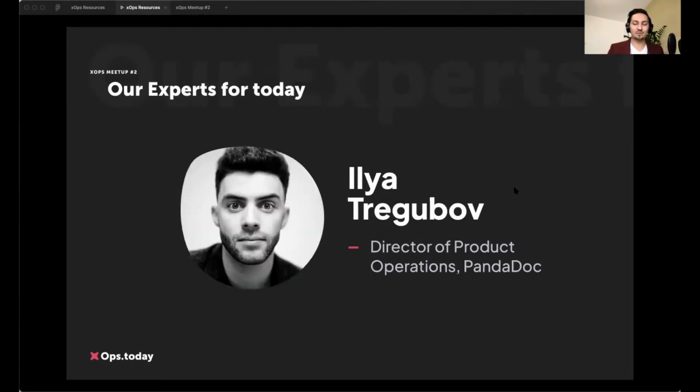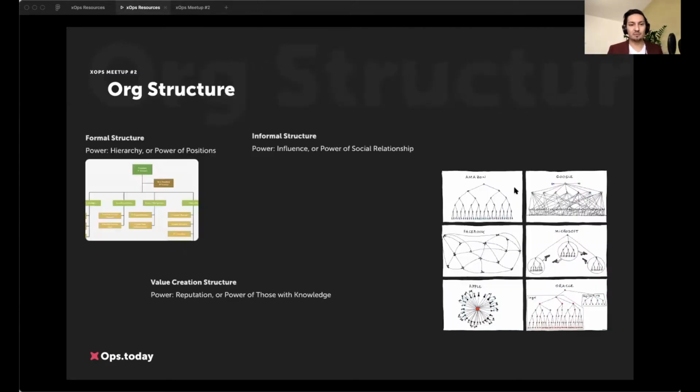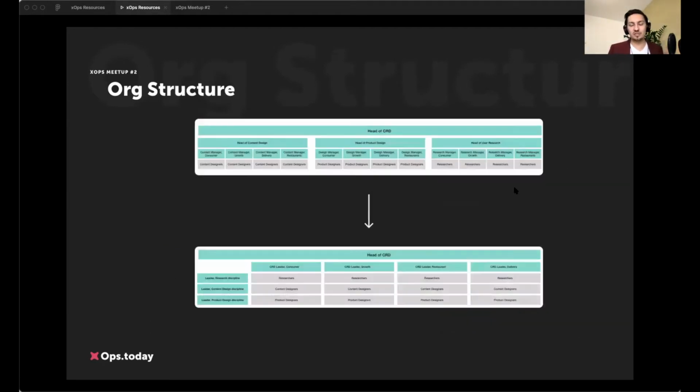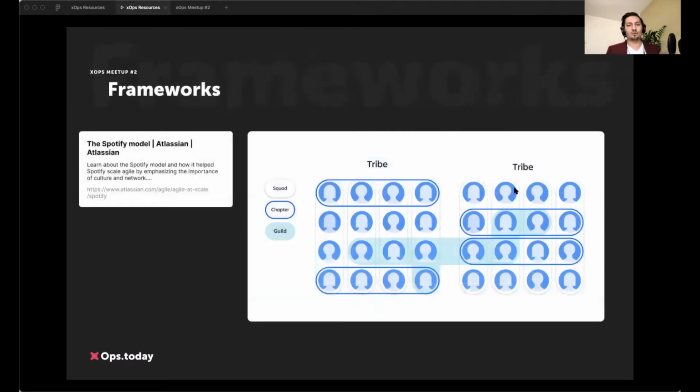Yeah, and the next expert is Ilya Tregubov, Director of Product Operations at PandaDoc. So today we're going to speak about the org structure, about different types of org structures, about some interesting case studies, about the different frameworks that maybe will inspire you to start thinking differently about the way your organization is structured or how your team composition is, should you change it, or is it working right now as it is for you?